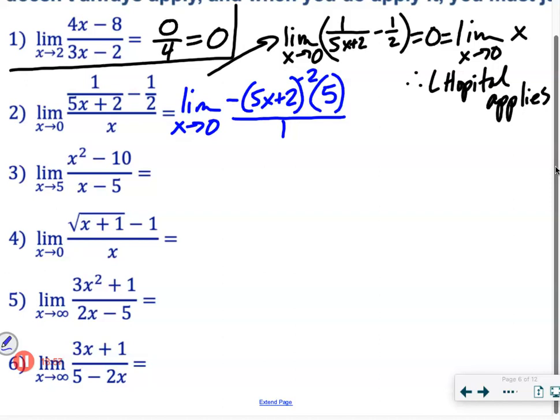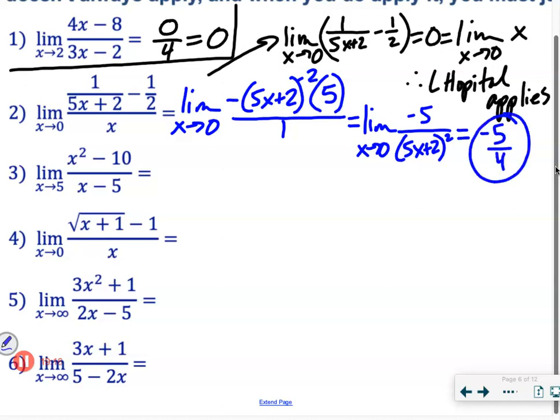All right, so if we clean this up, we get negative 5 over 5x plus 2 squared. When you plug in a 0, what do you get? Negative 5 fourths. Is that what we got the first time we did the limit? Yes, it is. If we did it right, right? Okay. All right. Good.